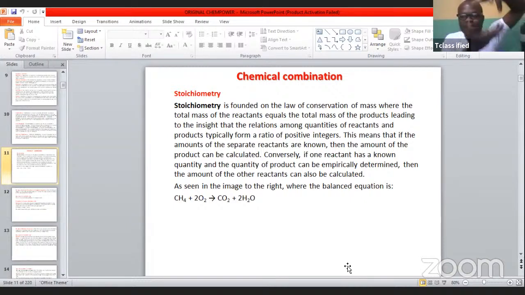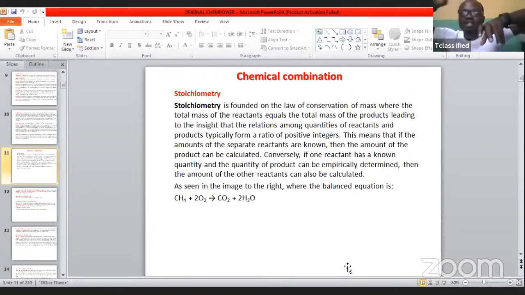So if you have, say, 10 moles coming in as reactants, you're also going to have 10 moles going out as products. So there is always a relationship between the mole number of products and the mole number of reactants. So that is the essence of stoichiometry, and that is also the essence of the law of conservation of mass. Okay. So this means that if the amounts of separate reactants are known, then the amount of the products can be calculated. So in essence, you can get the amounts of the product from the amount of the reactant. That's the essence of stoichiometry.